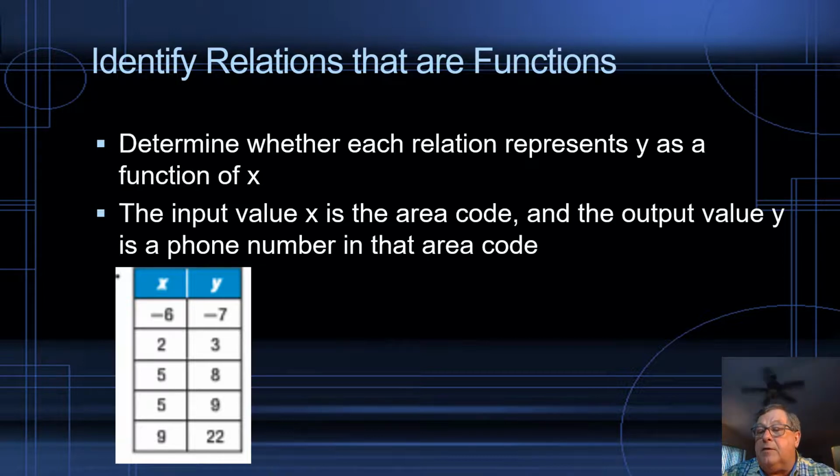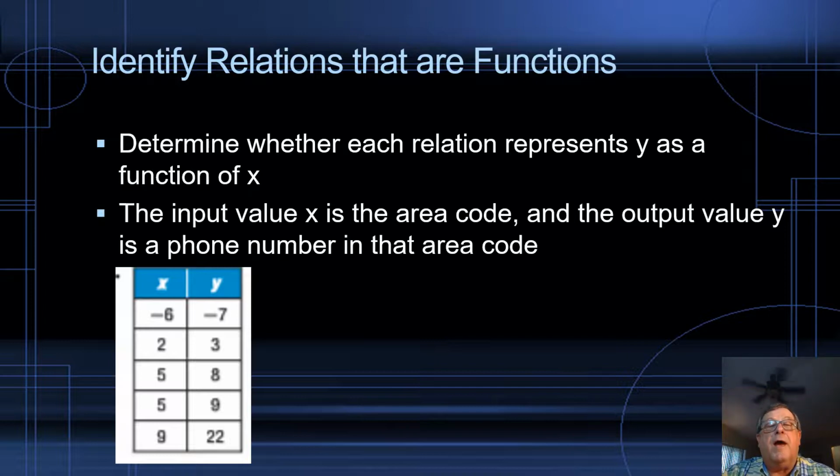Now, another way, if we see a relation graphically, is if it passes the vertical line test, then that relation is in fact a function. And the vertical line test is if we were to draw an infinite number of vertical lines through the graph, it would only cross the graph at one specific point. It would not pass through it more than once.